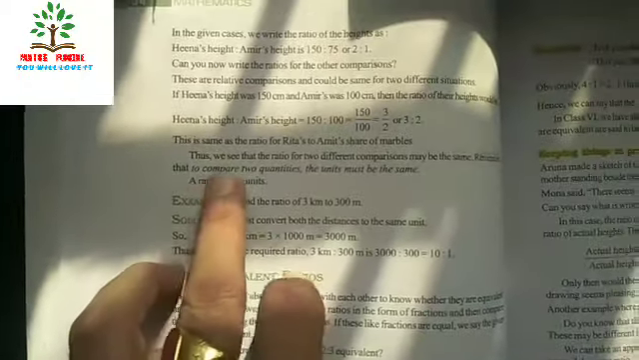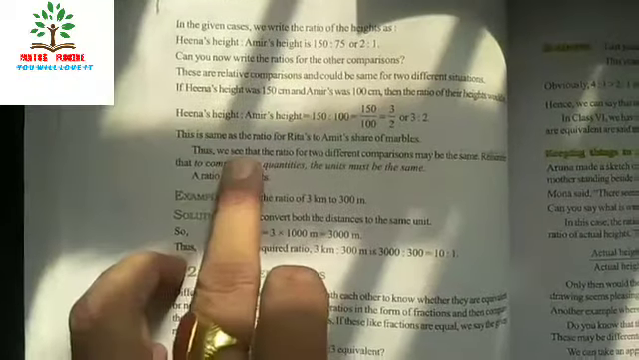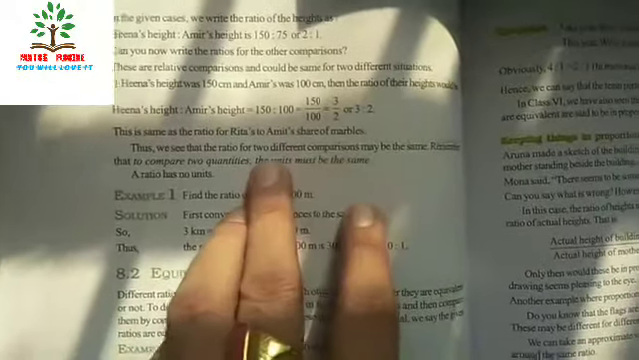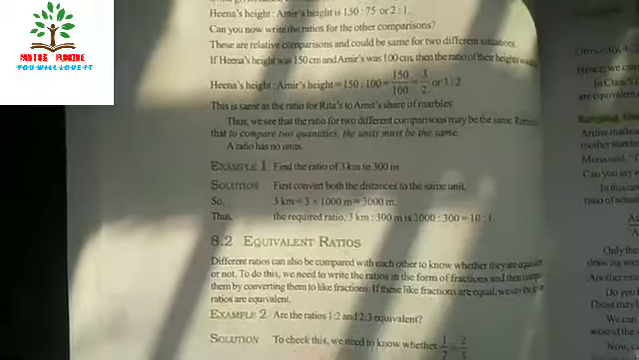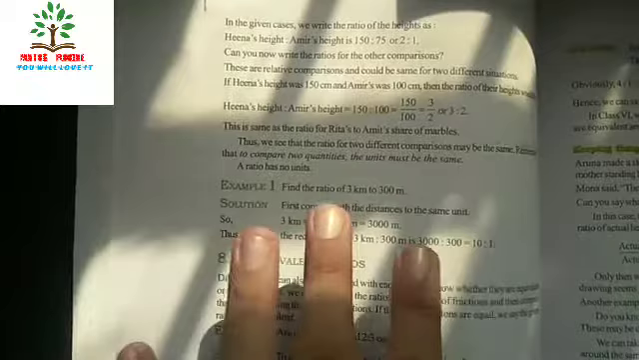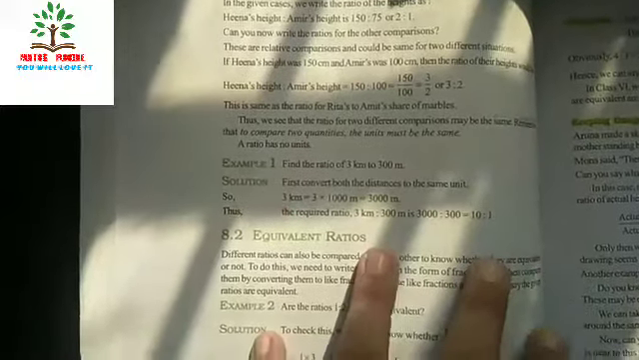Moving forward, we said the ratio of two different comparisons may be the same. Remember that when comparing two quantities, the unit must be the same, because the ratio means comparing two quantities of the same kind. If we are taking height, either both heights are in centimeters, or one person's height is in centimeters and the other's in inches. When we compare, we have to keep the unit the same. Either convert both into centimeters or both into inches accordingly.